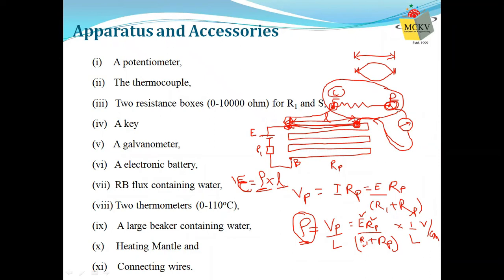So here there is no error involved because it is drawing no current from the thermocouple. If you had connected a voltmeter across a thermocouple, it would have drawn current from the thermocouple, and the true voltage across the thermocouple would have dropped. And this is drawing no current through the thermocouple since it is balanced. So that's why you are getting the exact value.